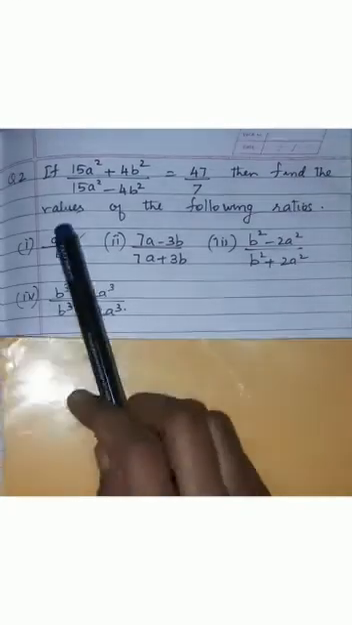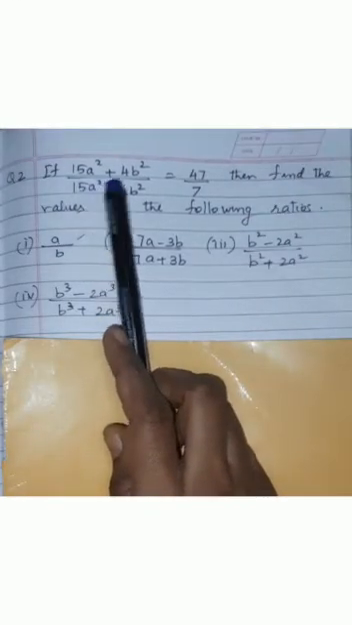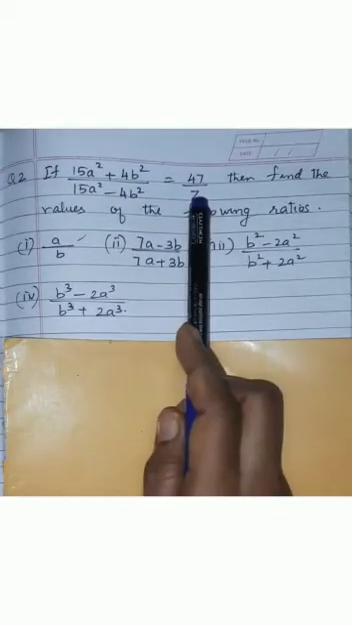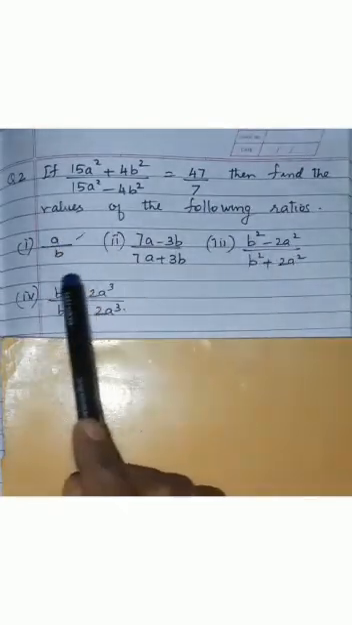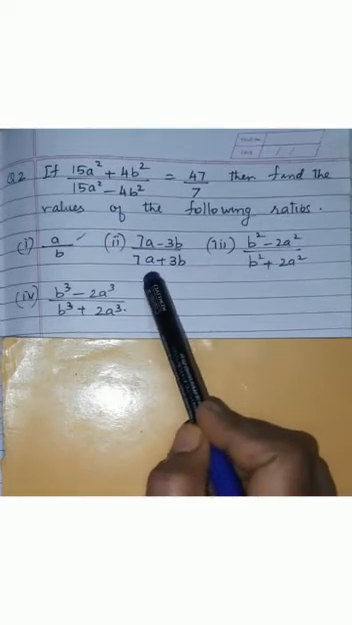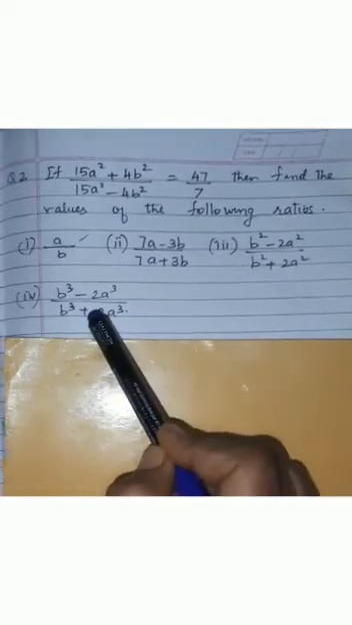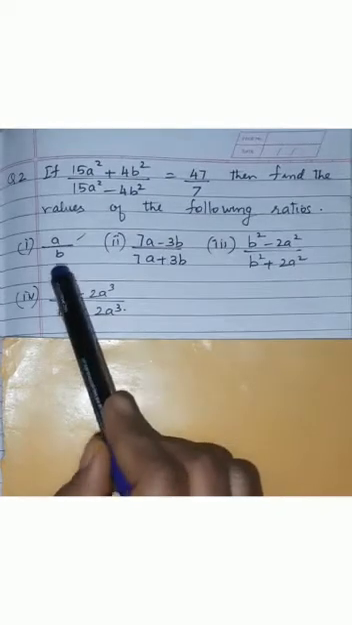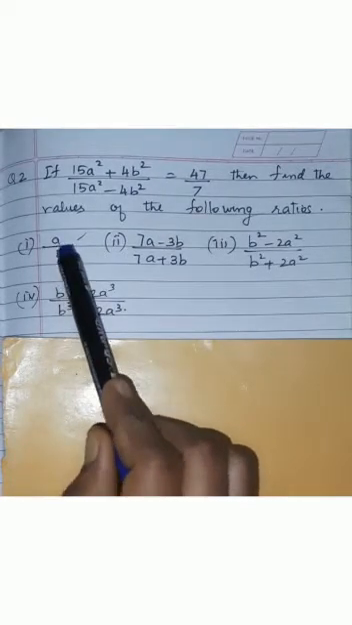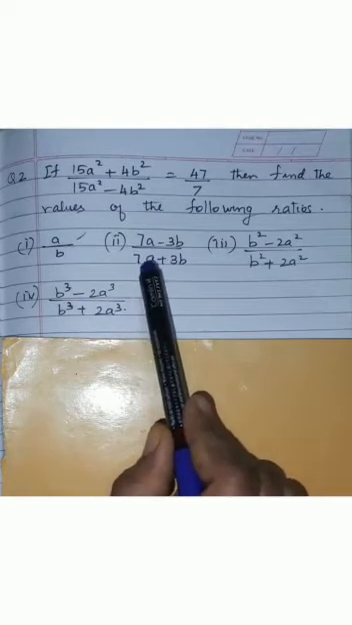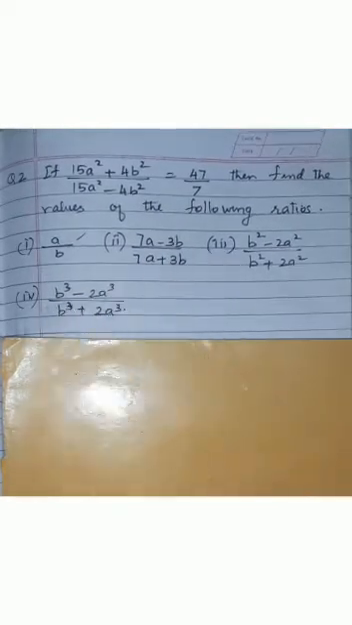Now students, our question number 2 is: if (15a² + 4b²)/(15a² − 4b²) = 47/7, then we have to find the values of the following 4 sub-questions, that is a/b, and sub-question 2, sub-question 3 and sub-question 4, children. With the help of this given question, we have to find the value of a/b. Once we know the value of a/b, we can easily find the values of sub-question 2, sub-question 3 and sub-question 4.